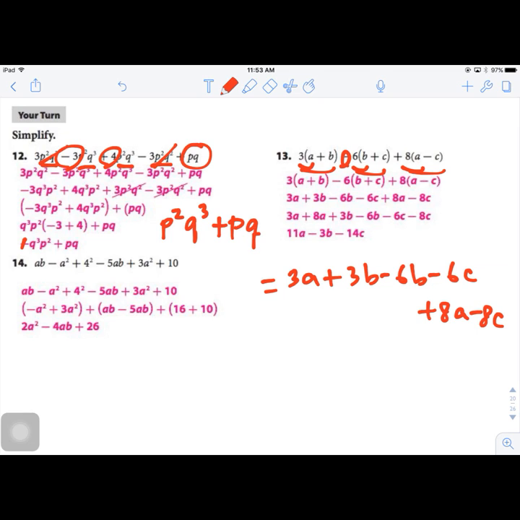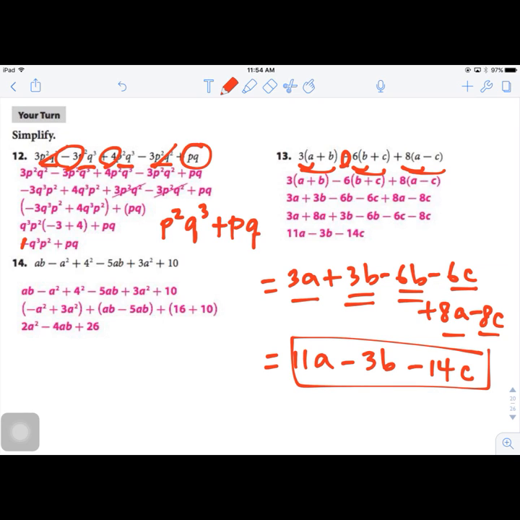Now let's take a look at what the like terms are. So we have 3a and 8a, that would give us 11a. 3b minus 6b would give us a minus 3b. And finally, negative 6c minus 8c would give us a total of negative 14c. And that would be our final answer.